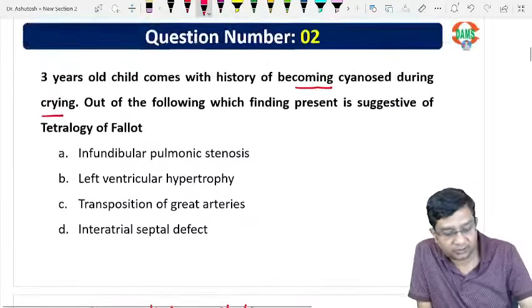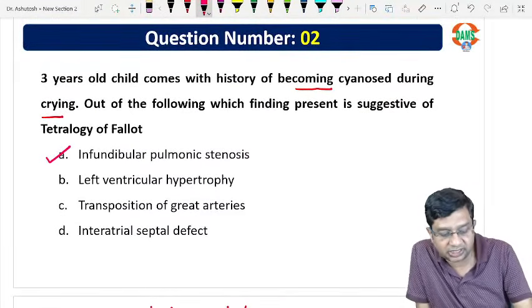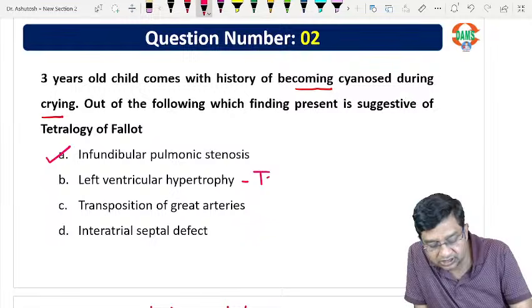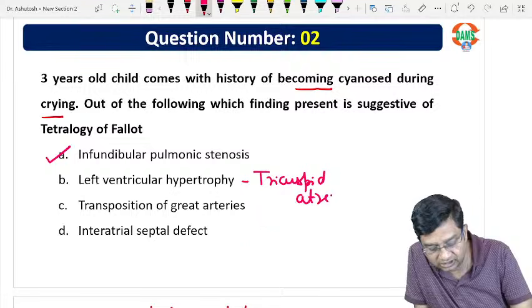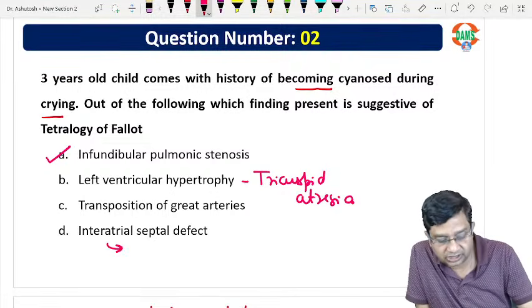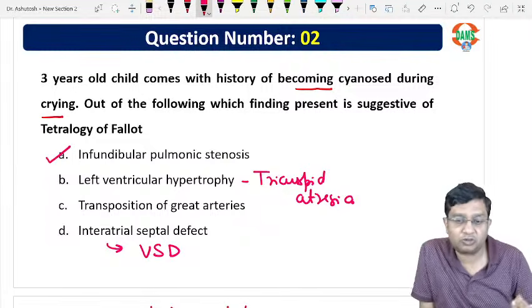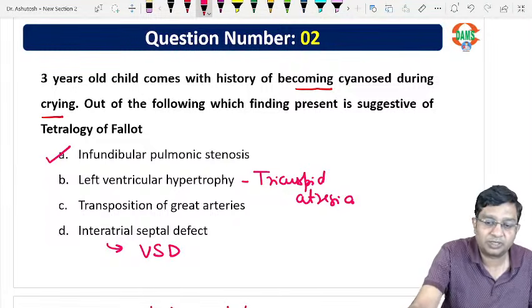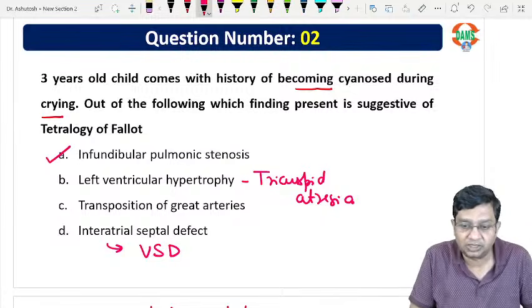So here infundibular pulmonic stenosis is the right answer. LVH would have been the answer if it was a case of tricuspid atresia. TGA does not carry any meaning, and there is no interatrial septal defect. There is the ventricular septal defect.